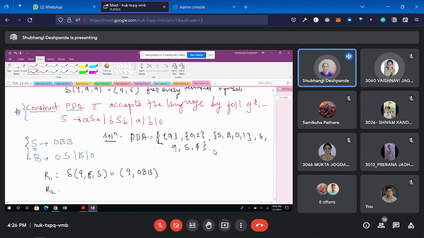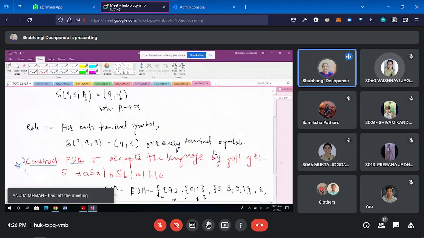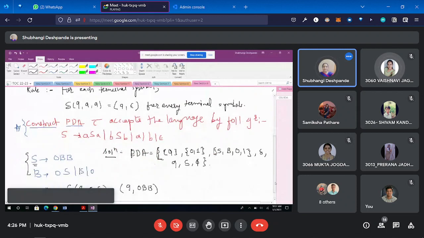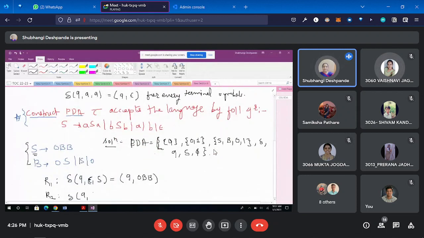So B is a non-terminal. So delta of Q, epsilon, B, starting with B, which will result into what? Here it should be written like this. Why are we writing it as a set? Because it is a set of productions. There is a number of productions, like this 0S, 1S, and 0. That's why it is a set. So we are always denoting it with a set.